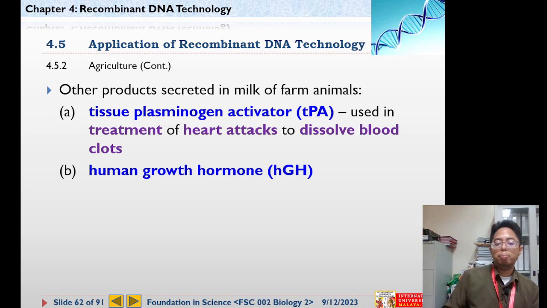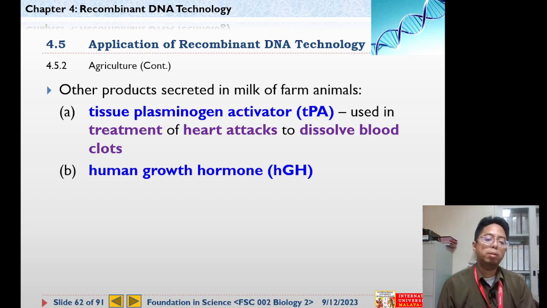Other products created in the milk of farm animals. You have the tissue plasminogen activator, TPA. This one is for treatment of heart attacks, to dissolve blood clots. And second will be human growth hormone.